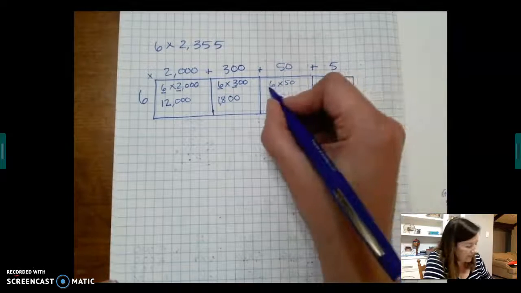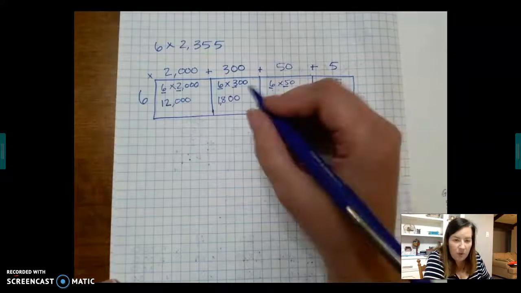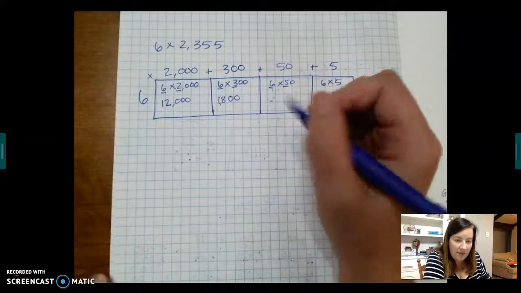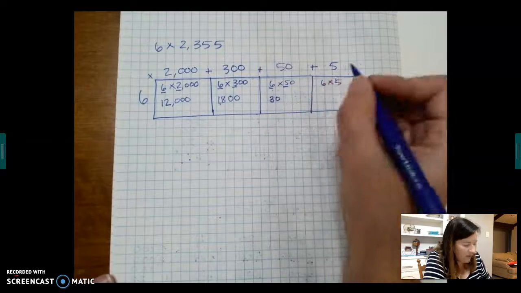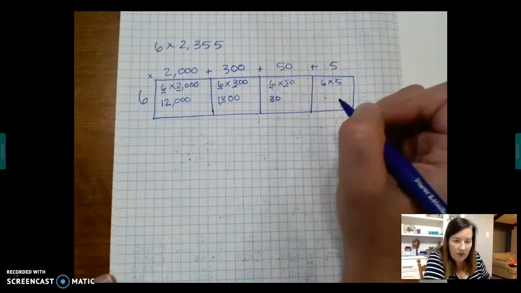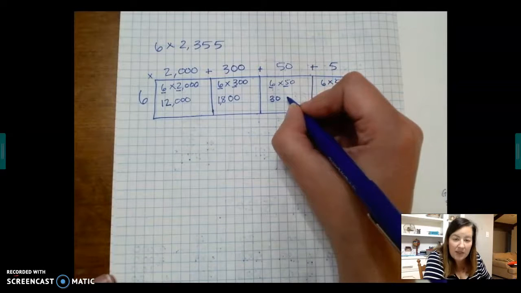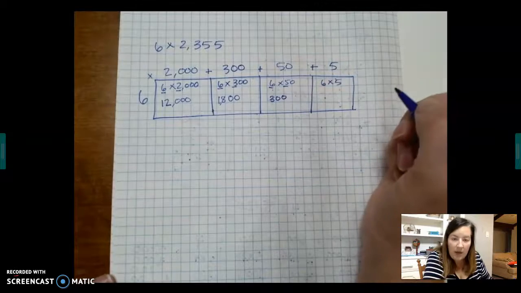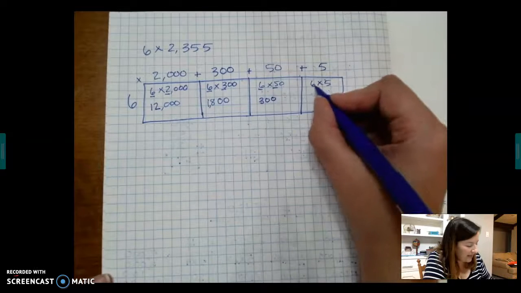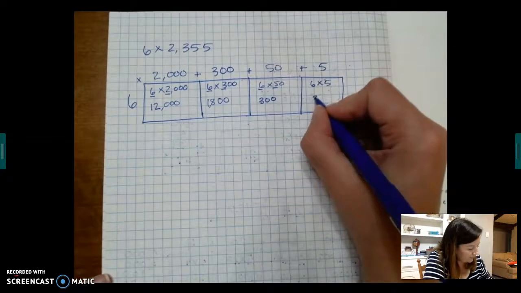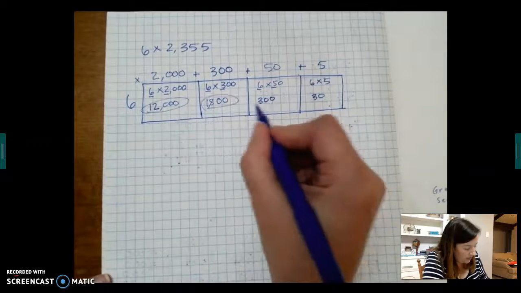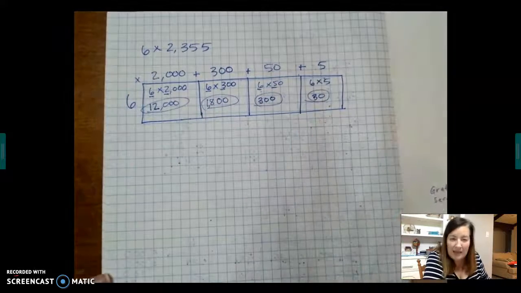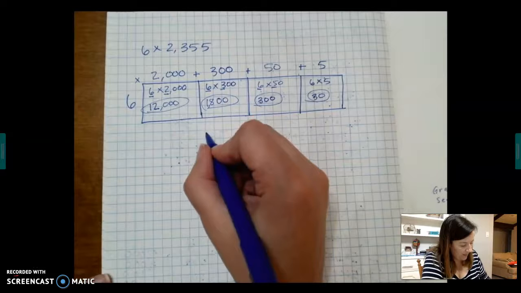1,800. 6 times 50, or 6 times 5: 5, 10, 15, 20, 25, 30. It's 30, but add 1 more zero. What's the final answer for this box going to be? 300. And this last one again, 6 times 5 is 30. Now I have one more step to do with these 4 numbers. What's my last step? To add them all up.